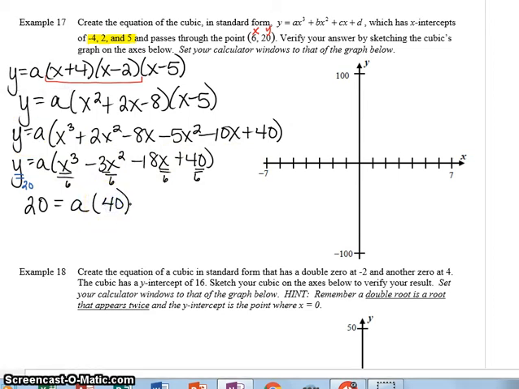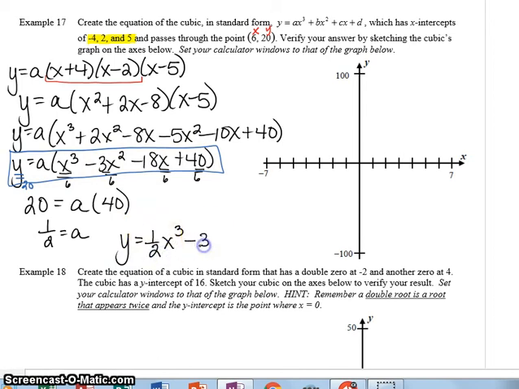To get a by itself, you're going to divide both sides by 40, and you're going to get 1/2 equals a. Now that a is 1/2, you're going to come back to this step right here, and you're going to distribute a half because a is a half. Okay, so you're going to multiply this by a half, this by a half, this by a half, this by a half. So I end up with the equation y equals 1/2 x cubed minus 3/2, do not change them to a decimal, leave them as a fraction, x squared minus 9x plus 20.